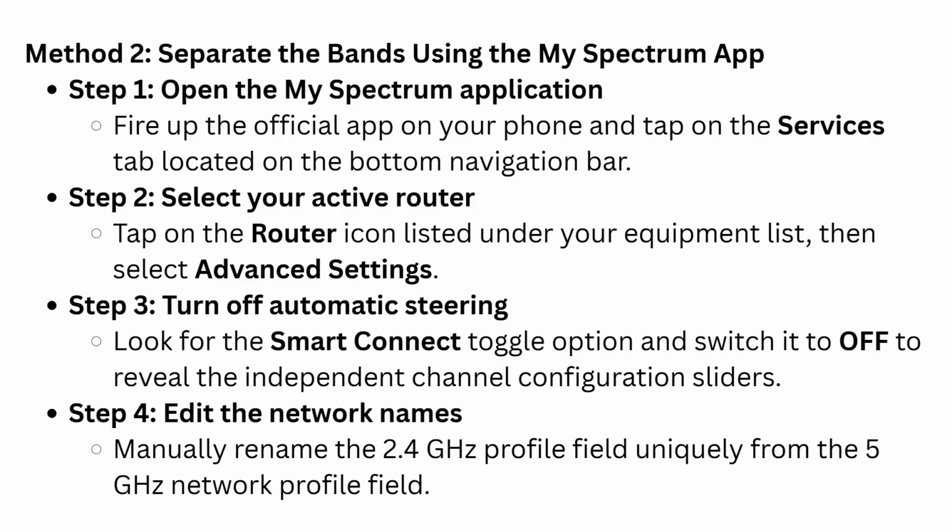Step 2. Select your active router. Tap on the router icon listed under your equipment list, then select Advanced Settings. Step 3. Turn off automatic steering. Look for the Smart Connect toggle option and switch it to off to reveal the independent channel configuration sliders.